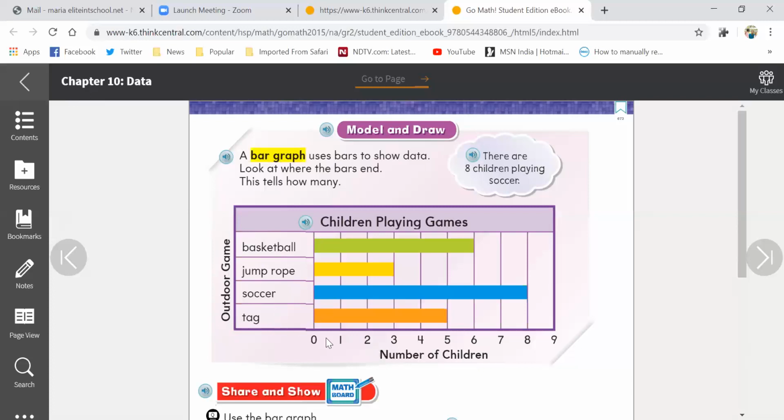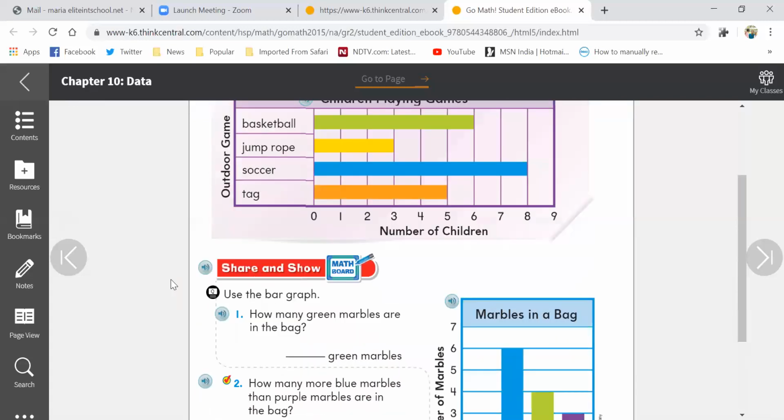Number of children means 0 children, which means nobody chose. 1 child, 2 children, like that. Okay, so now how many children chose basketball? Clearly, you will not look at anything else. You will straight away look at basketball, which is in color green, and you will try to count here and see where this ends. And then you will bring your line down there. Okay, so 6 children chose basketball. How many children chose jump rope? 3 children chose jump rope. I hope you're understanding me.